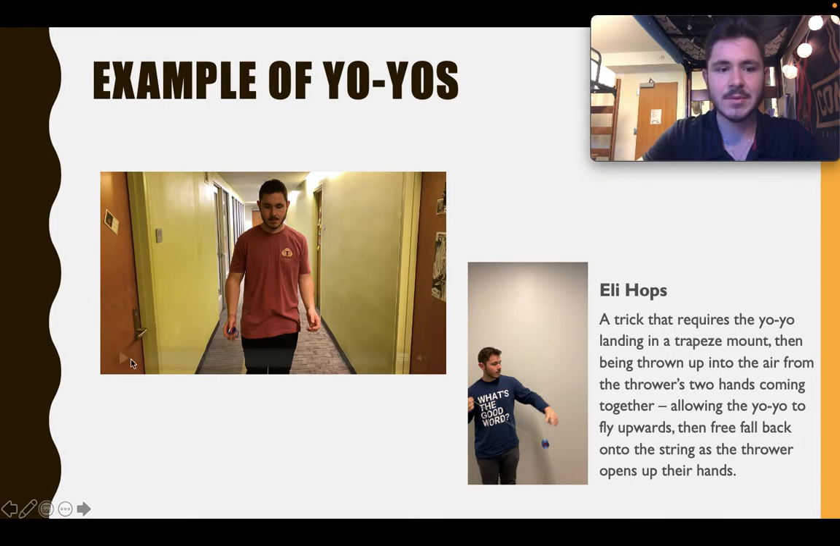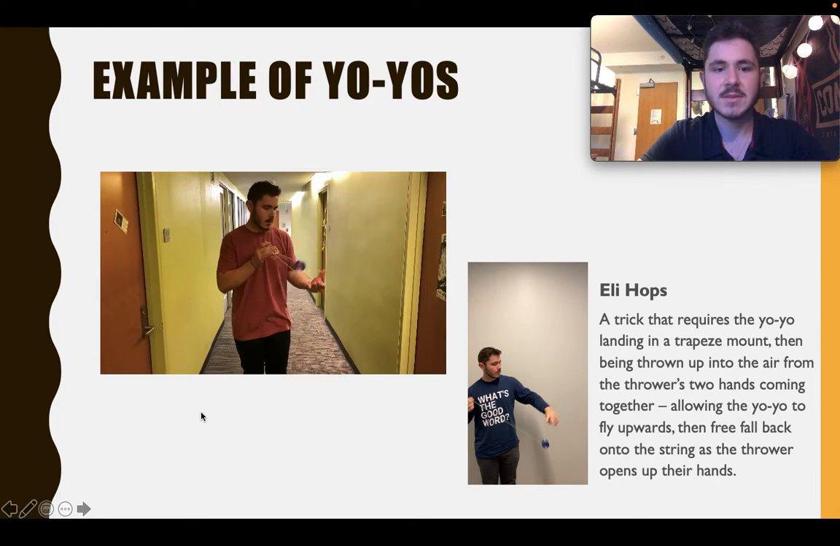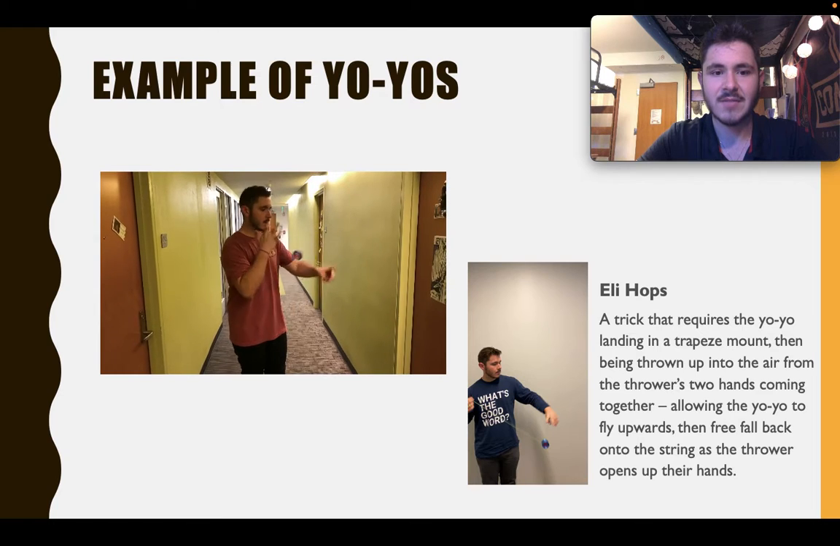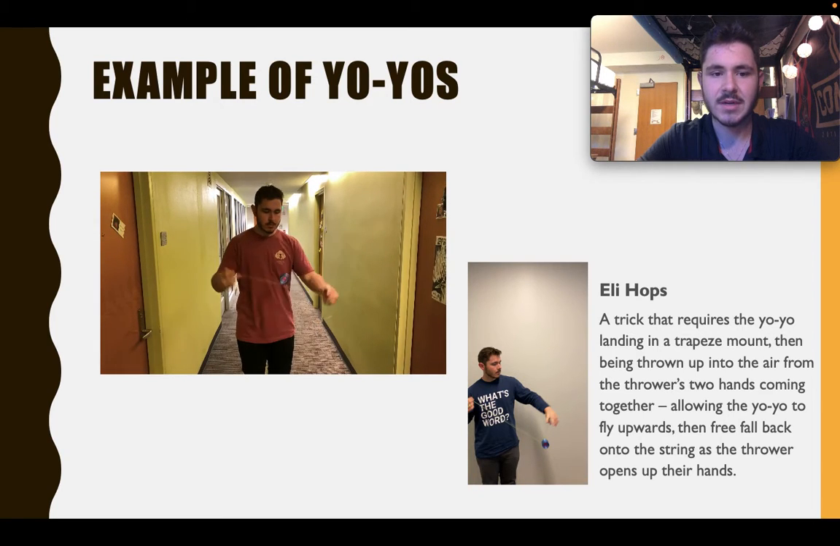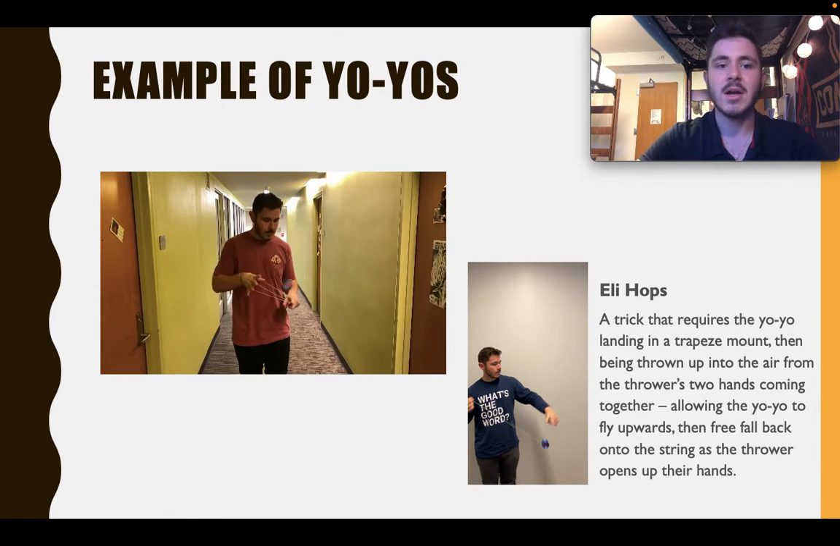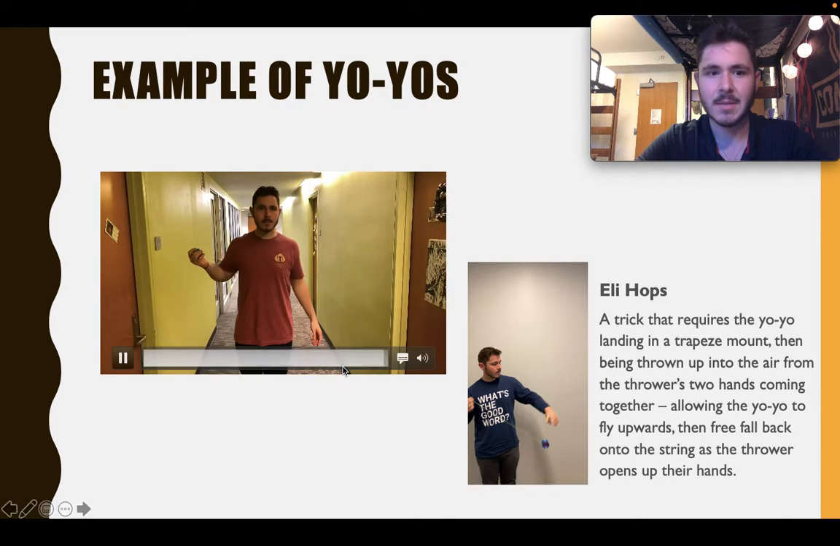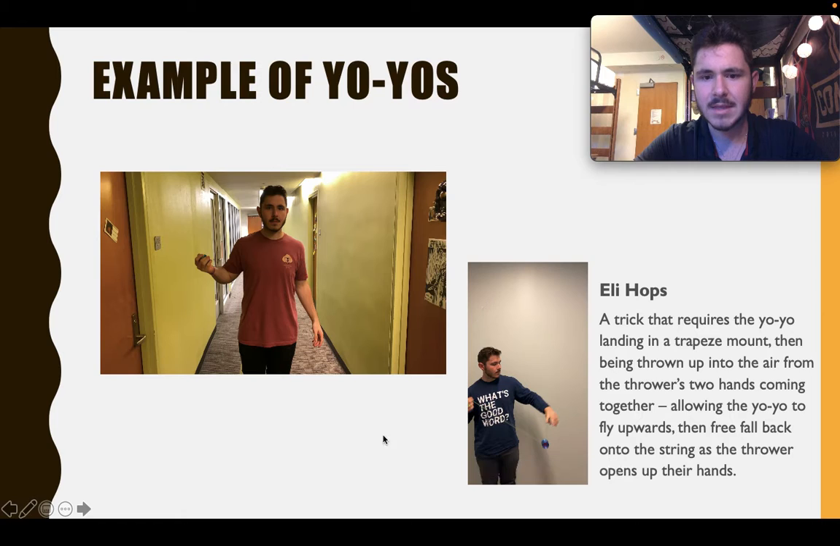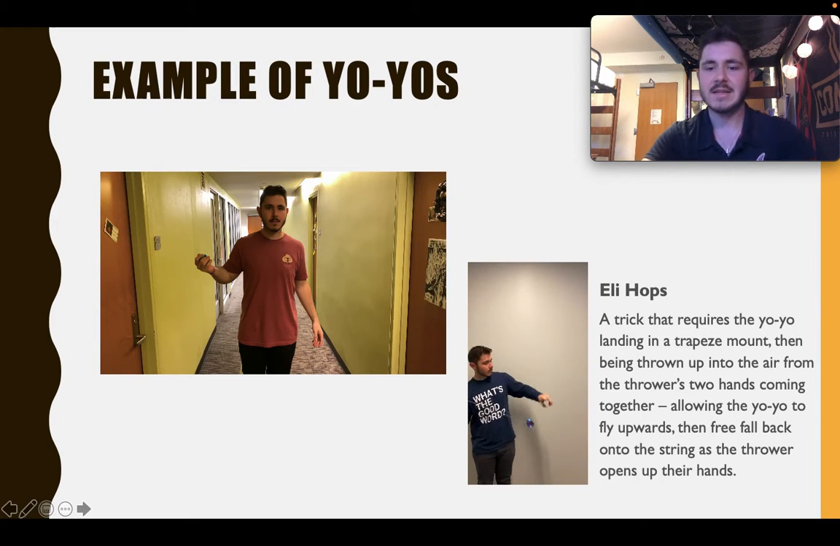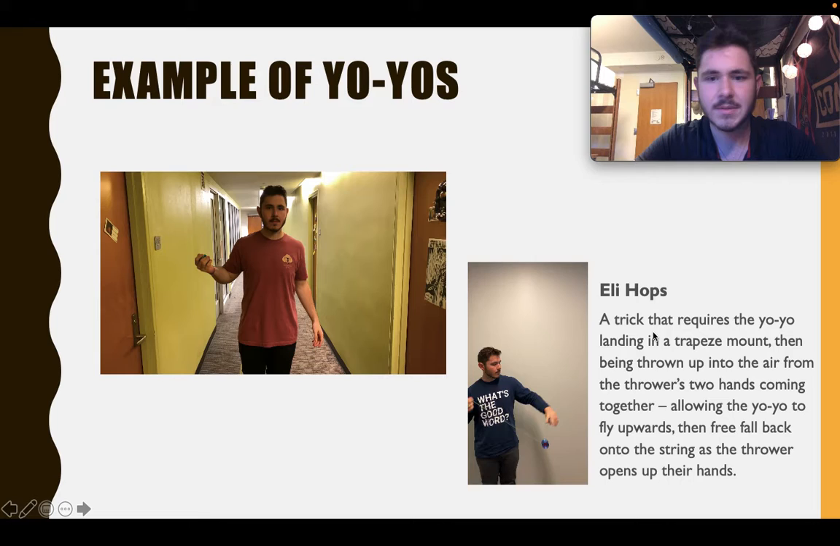And these are some examples of yo-yos. This is a yo-yo in any type of trick. So this is me doing a yo-yo trick outside of my dorm, and this is just a random trick to show what a yo-yo is capable of doing. This is the example of the angular momentum, keeping it balanced. And this is Eli hops, in which the yo-yo bounces straight up, and you can see how the hands come together and they separate as the yo-yo pops.